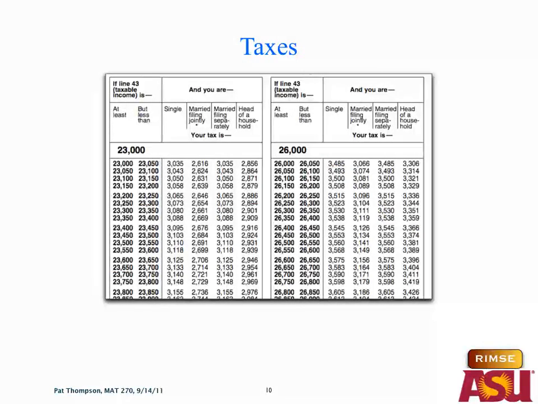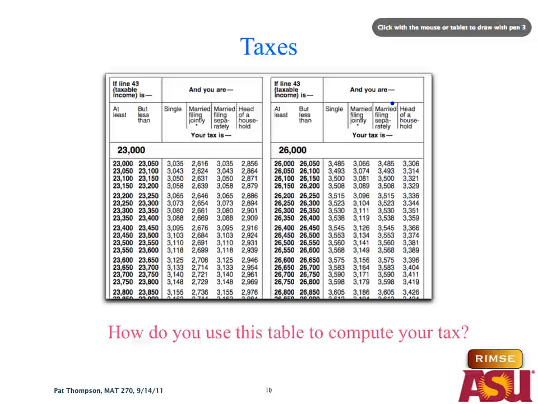Okay? Tax table. So how do you use this table to compute your tax? Most of you are single, and suppose you make 26,720. That's being generous. All right, let's go crazy here. How would you find your tax? What's the tax due on 26,720 for a single?